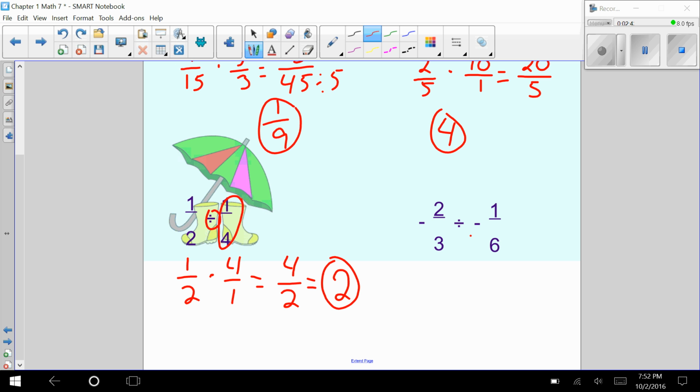And negative 2/3 divided by negative 1/6. My negative 2/3 stays the same. Negative 1/6 flips over to negative 6 over 1. My division becomes multiplication. Negative 2 times negative 6 is positive 12. 3 times 1 is 3. 12 divided by 3 is 4.